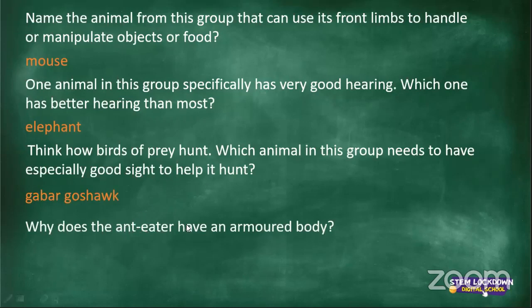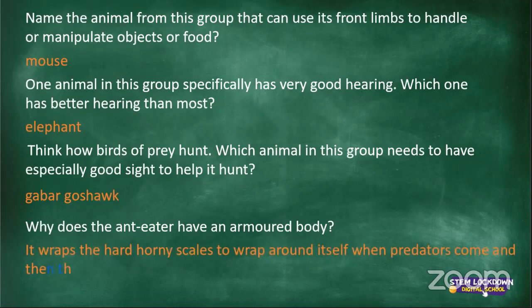Why does the anteater have an armored body? One of you asked me earlier, what is the anteater's covering called? It's an armored body. Okay. You can also say it has hard, horny scales because there are like little horns on the scales. It wraps the hard, horny scales around itself when predators come, and then they cannot eat it. That's a pretty neat thing to have, that you can wrap yourself around when predators come, like your own little house.